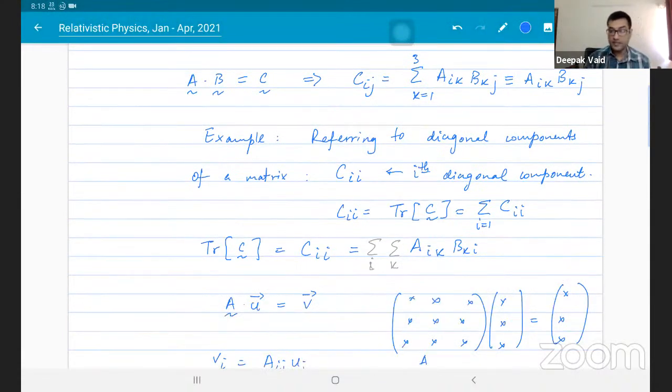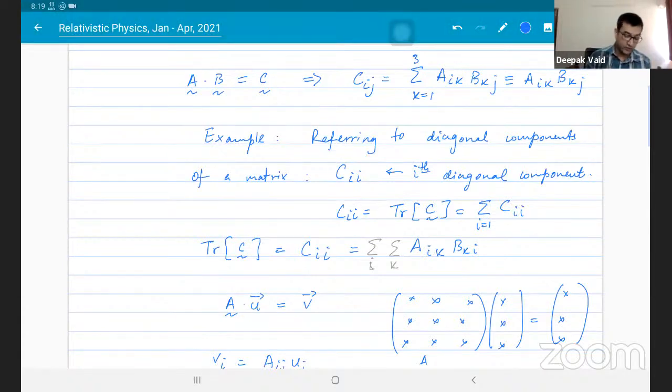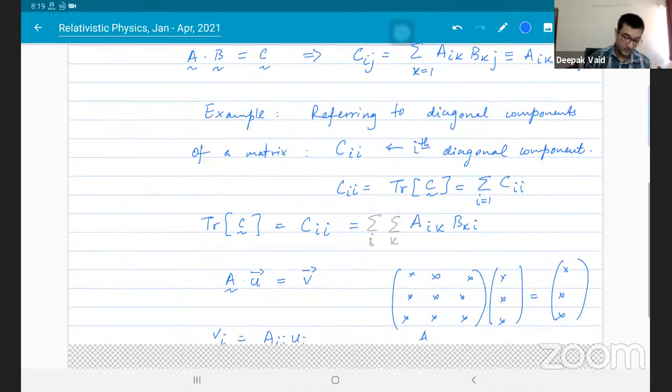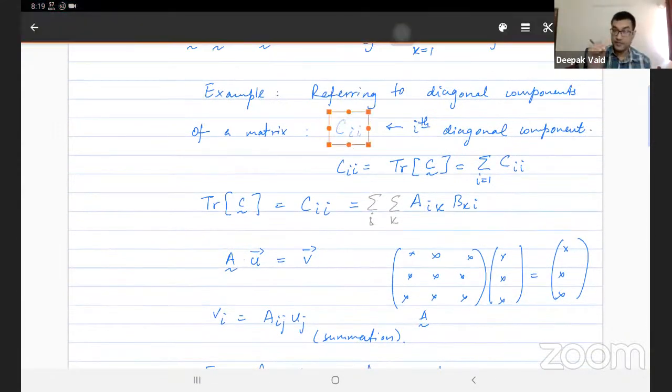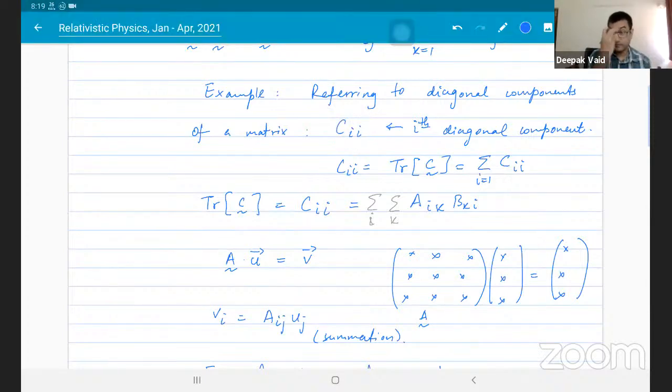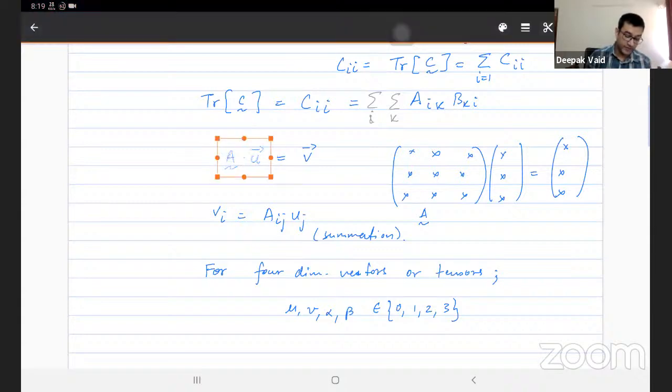But sometimes there will be cases when we don't want to sum. So we have to just be explicit and specify. For instance, if I want to refer to the diagonal element of a matrix, that is Cii. Now, if I write Cii without specifying, then what does this Cii mean? It means the trace of the matrix C, the sum over the diagonal elements. So if I just want in some expression to say the diagonal element of C, I should specify on the side, make a note.